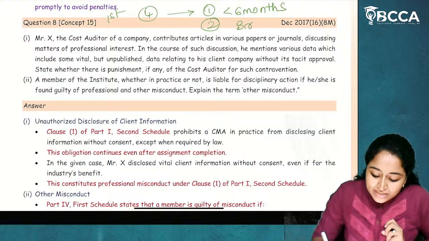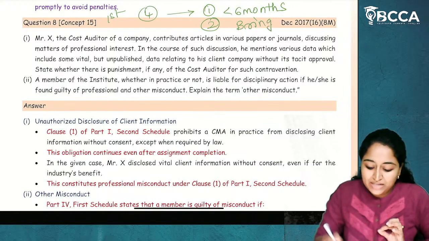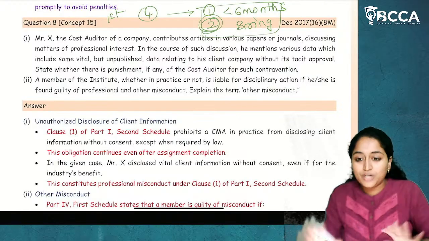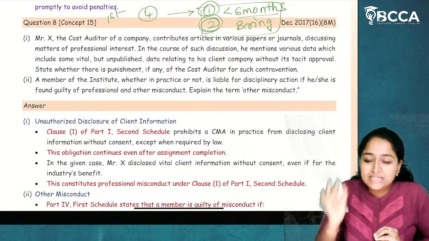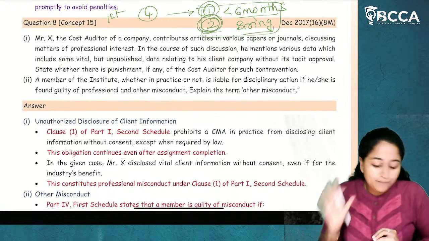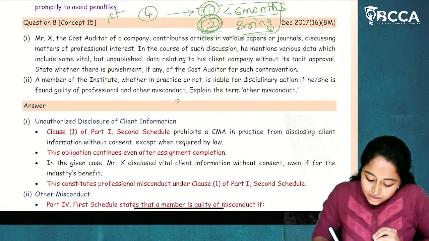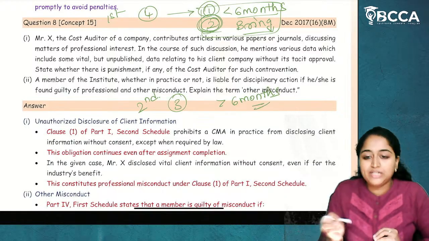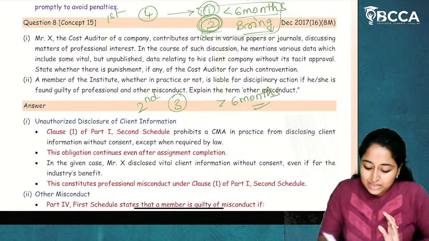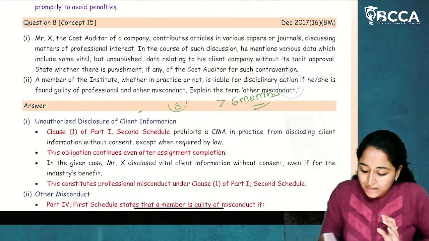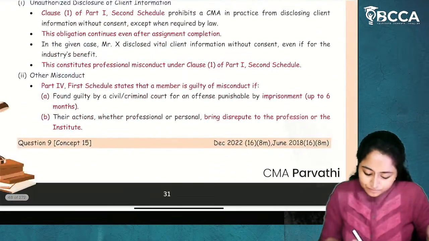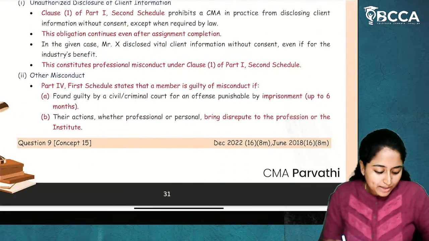If you are bringing disrepute to the profession, then that is called professional misconduct. This is other misconduct. One is less than 6 months of imprisonment. Two is bringing disrepute to the profession. And coming to part 3 of the second schedule, if you are imprisoned for more than 6 months, then even that is professional other misconduct. So you have to write these points of other misconduct. I hope it's clear. So you have to write about part 4 and part 3.